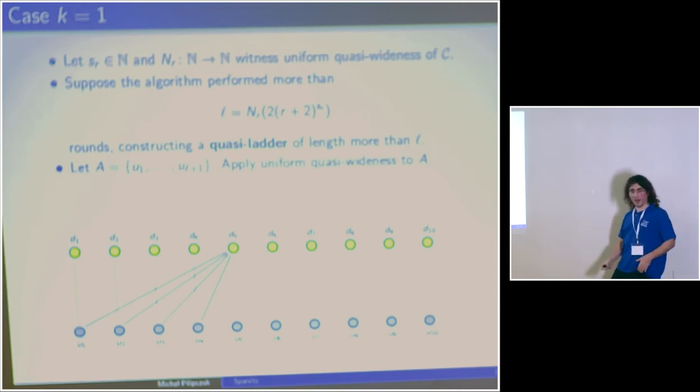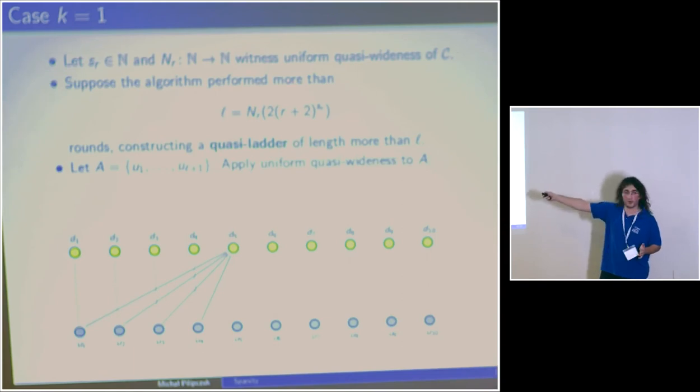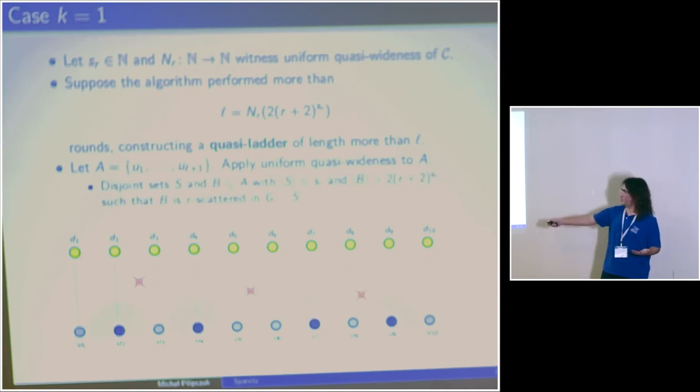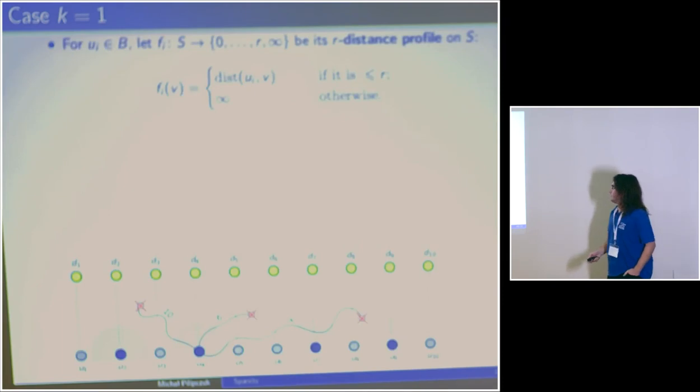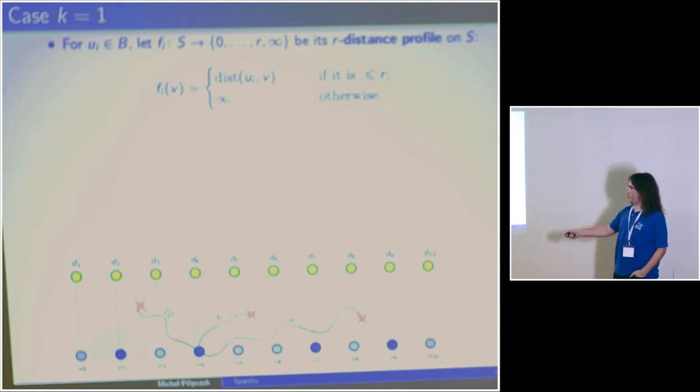So I have now made many iterations. Let me look at those u_i's and apply uniform quasi-wideness to them. What does uniform quasi-wideness tell us? I can find a small set S of vertices, of size s, such that within those u_i's I will find many vertices, at least this number, that are pairwise at distance more than 2r after removing S. Good.